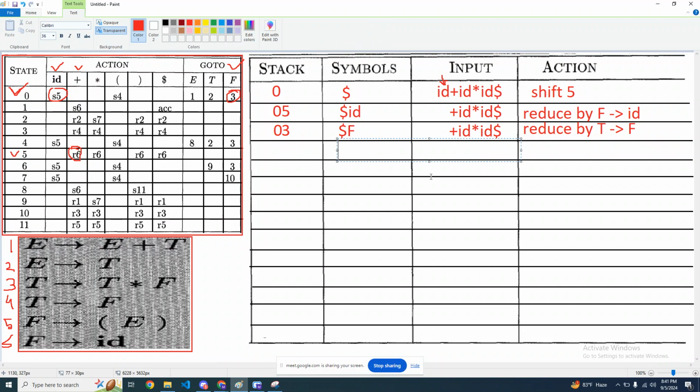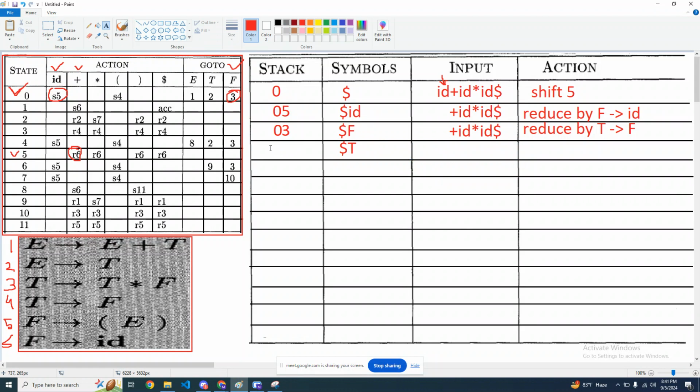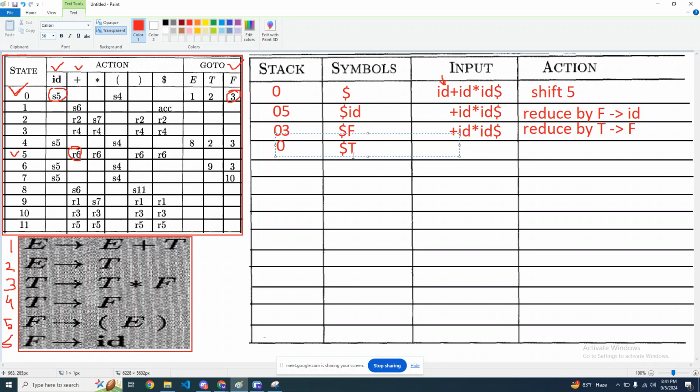To reduce this, F will be reduced into T. So the cardinality is 1, so the 3 will be removed from the top, and we need to go to 0 of T. So 0 of T is 2, so we need to push 2 here. So this 2 is being pushed here, and our input remains the same. So whatever the input is, plus id into id dollar, remains the same.